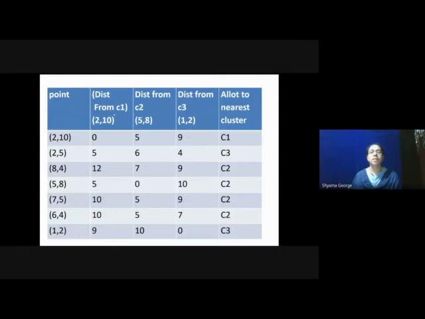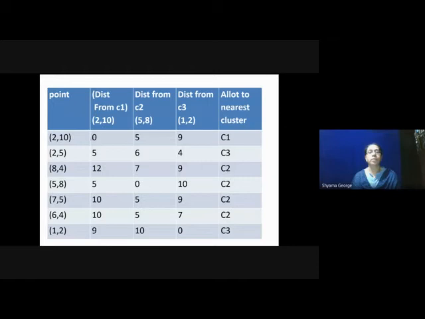So we have selected 3 points as initial seeds or centroids. They are (2, 10), (5, 8) and (1, 2). So we find the distance between all other points and each of these centroids. All the other points (2, 10), (2, 5), (8, 4), (5, 8), (7, 5), (6, 4), (1, 2) are given in the first column. Then the 3 centroid values (2, 10), (5, 8), (1, 2). Then you have to find out the distance between each of these points and the centroid.